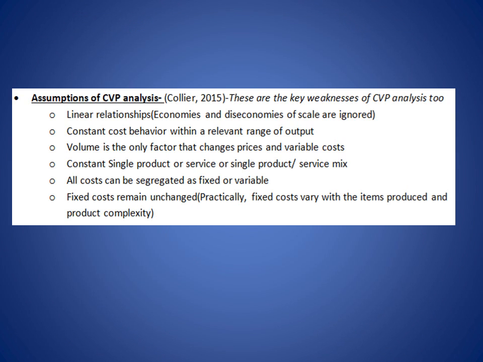Considering the assumptions of CVP analysis, according to Collier 2015, the assumptions of CVP analysis are the key weaknesses of CVP analysis too. The first assumption is that there is a linear relationship. Because of this assumption, economies and diseconomies of scale are ignored, because economies of scale is when the cost or the average cost reduces when the output increases.